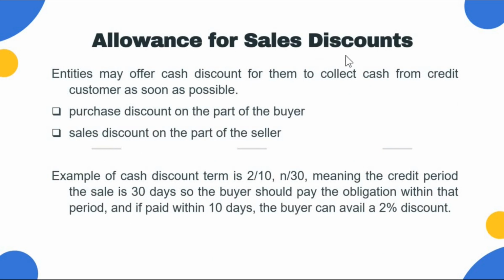Punta naman tayo dito sa allowance for sales discounts. So if you can still recall, diba itong cash discount, ino-offer ng entities for them to collect cash from credit customers as soon as possible. So para mas mapabilis yung pagbayad ng mga customers, para ma-encourage sila na magbayad in an earlier possible time. So yung cash discount in the point of view of the buyer, ang tawag doon ay purchase discount. Pag sa point of view naman ng seller, ang tawag naman doon ay sales discount.